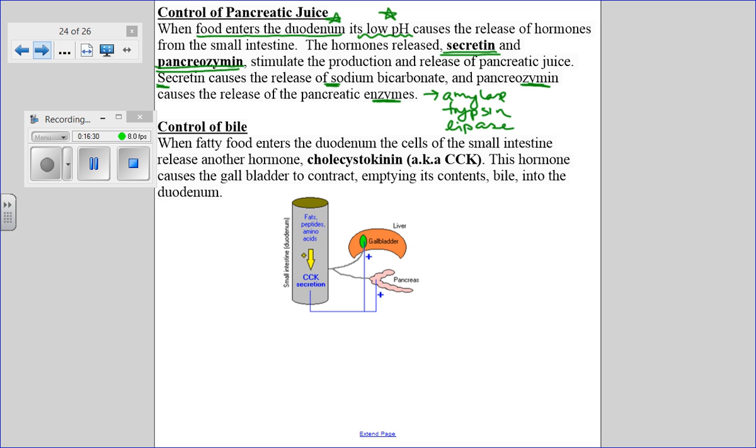Now, are these the only hormones in the universe? No. If you read in your textbook, there's a bunch of other ones. I'm picking and choosing so that we get a big picture idea without being focused on every single detail that's possible.